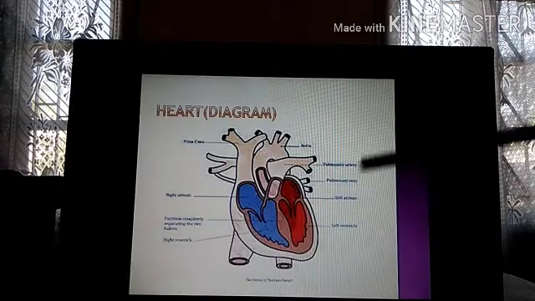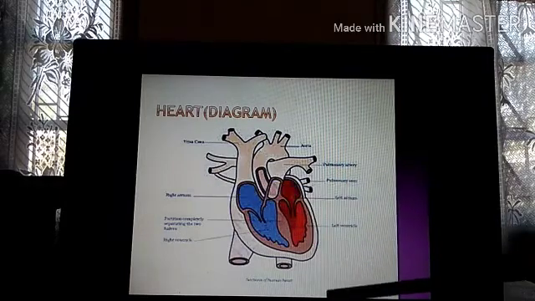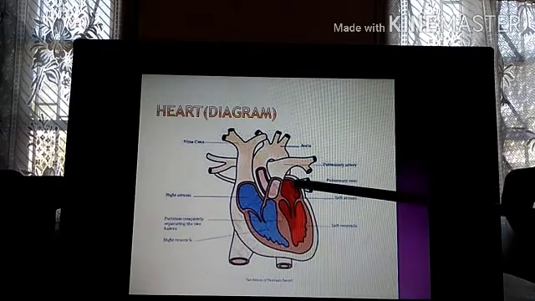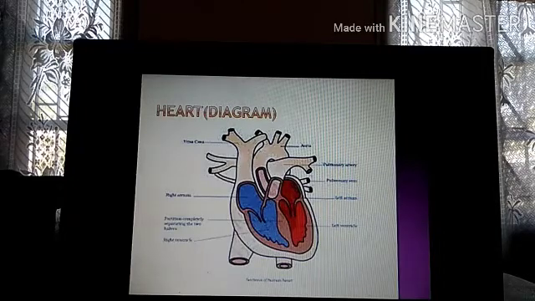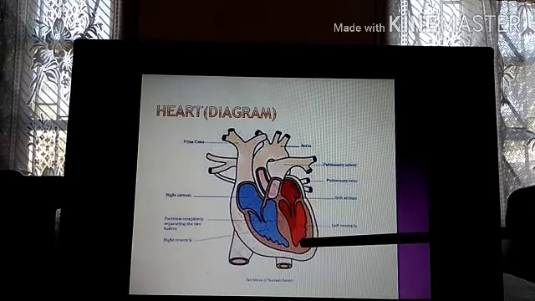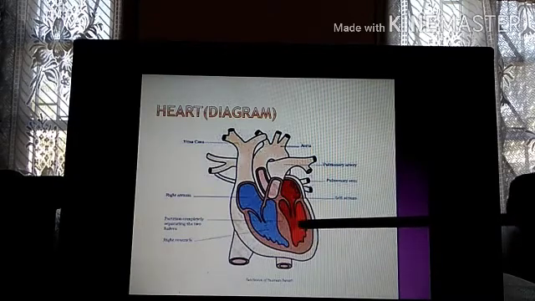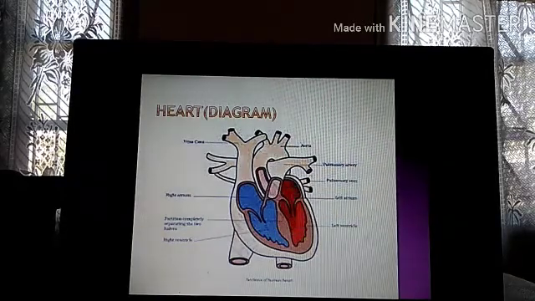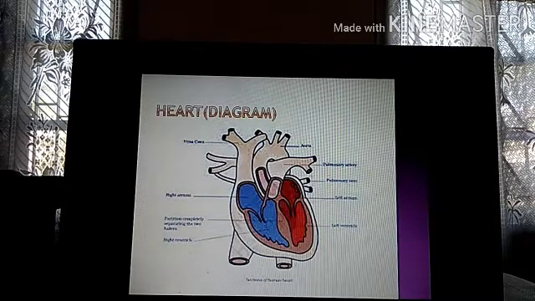So now suppose you forget about the right side, come to the left side. The pulmonary vein, as I told you, will carry the pure blood. So first the pulmonary vein will carry the pure blood to the left side of the heart. Okay, so this pure blood from the left auricle will go to the left ventricle. And from the left ventricle, through the arteries, the pure blood will be distributed throughout the body.